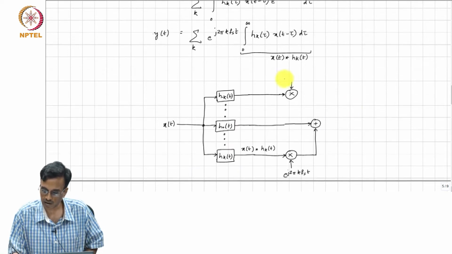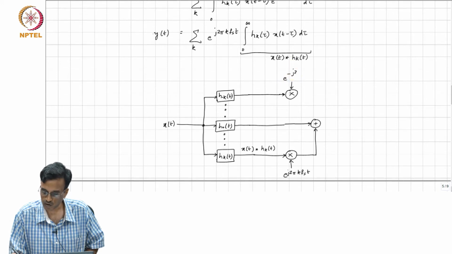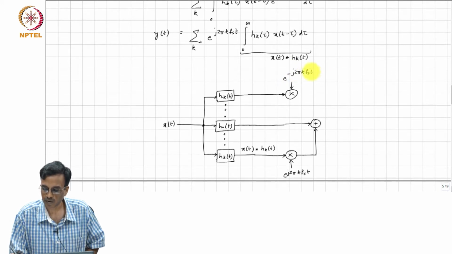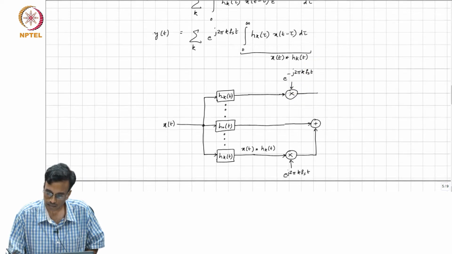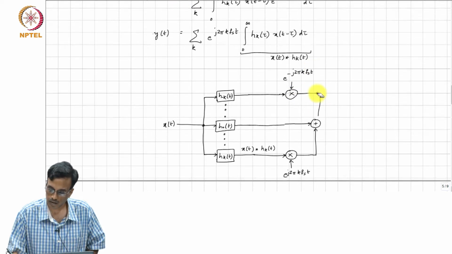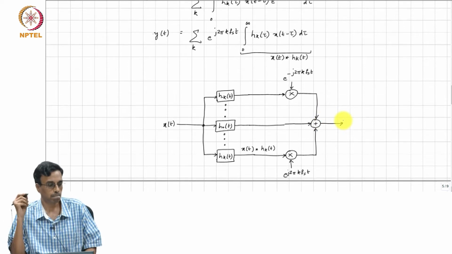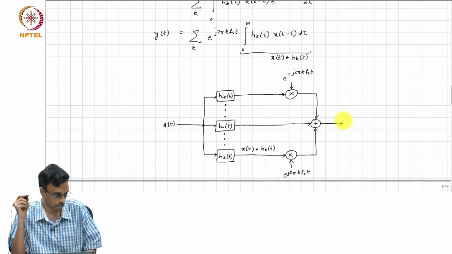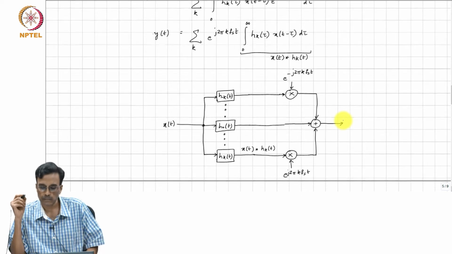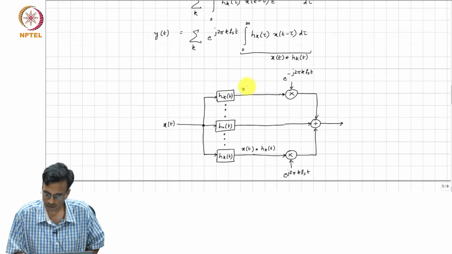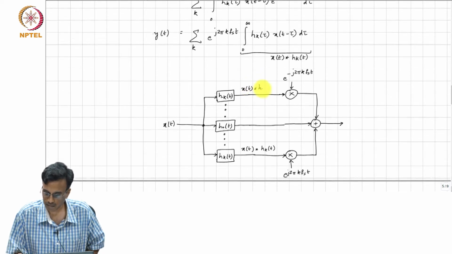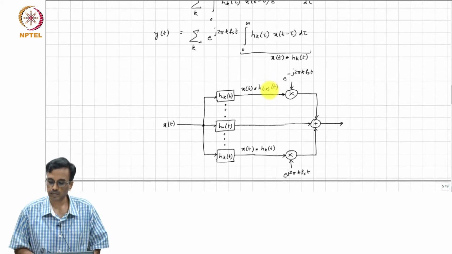This is nothing but e to the minus j 2 pi k f s times t. Does that make sense? So, this is x of t convolved with h sub minus k of t.